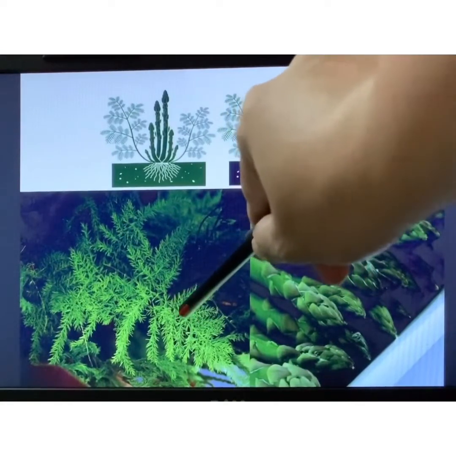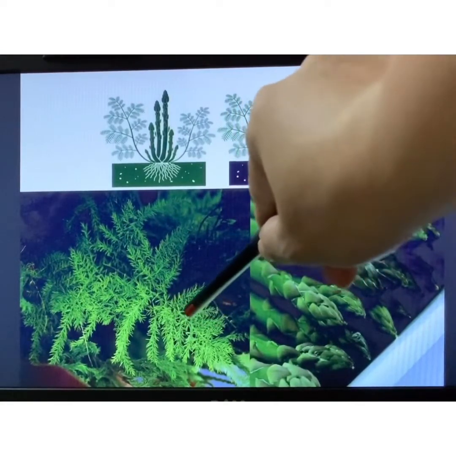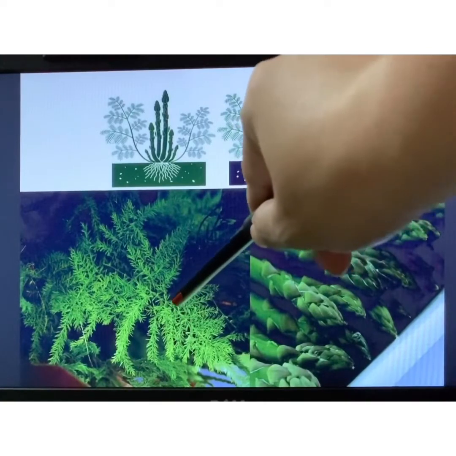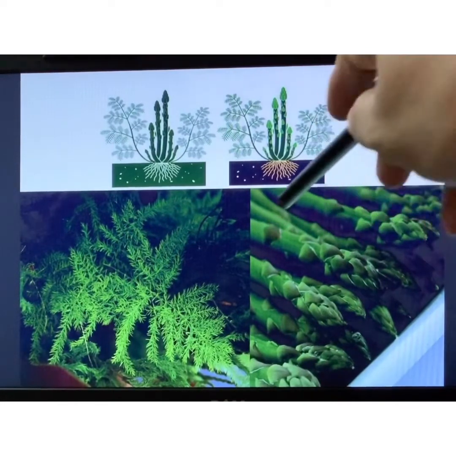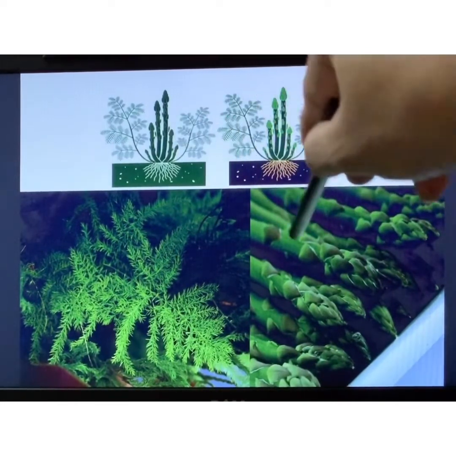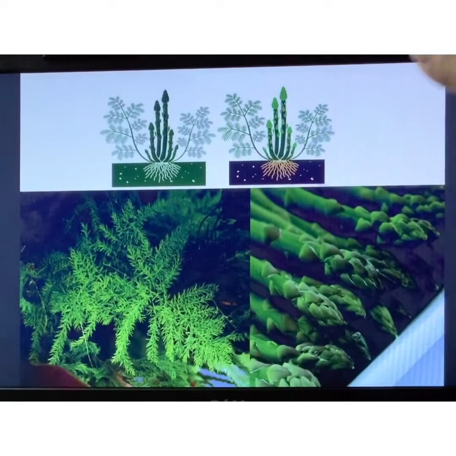Now, these scaly leaves, you can see, though here they are green in color, but many a time they are very, very thin and membranous. Now, here the modification of the leaf is for storage. All right, the storage of food.